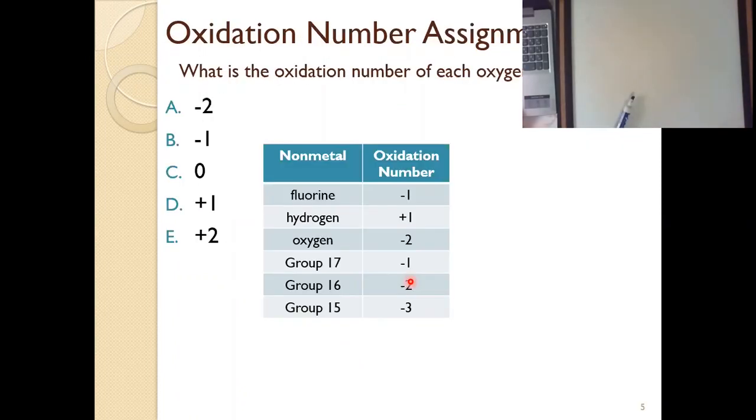And then one more example. I normally would do this as a class exercise, so I encourage you to take a moment and think about, for hydrogen peroxide, what would the oxidation number of the oxygen atom be in the hydrogen peroxide molecule? So pause the video if you need to, and then we'll go over the answers.